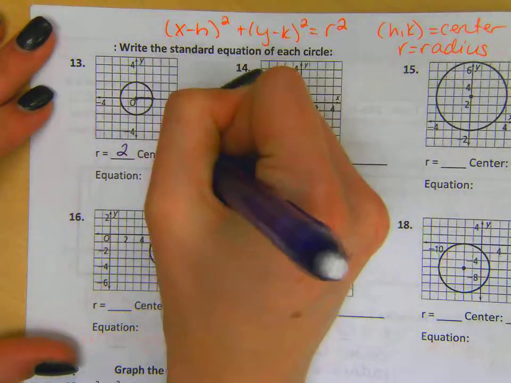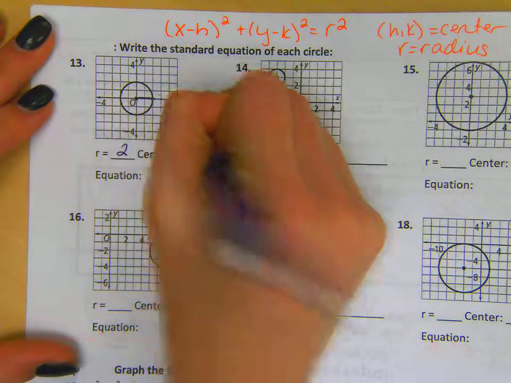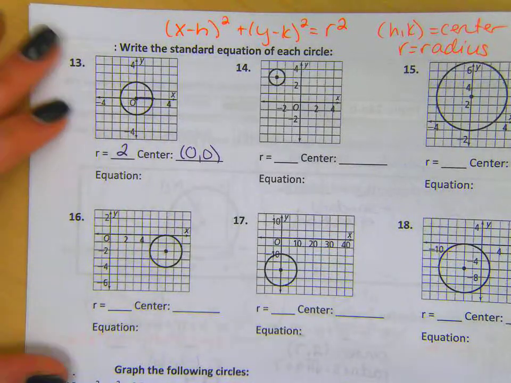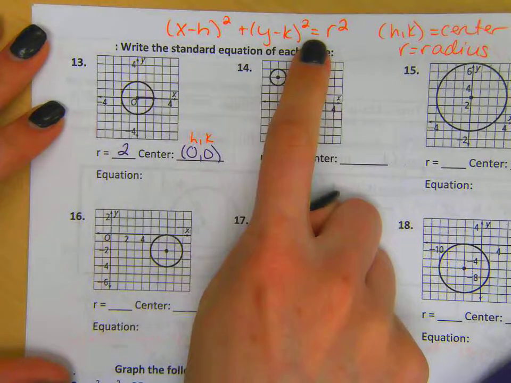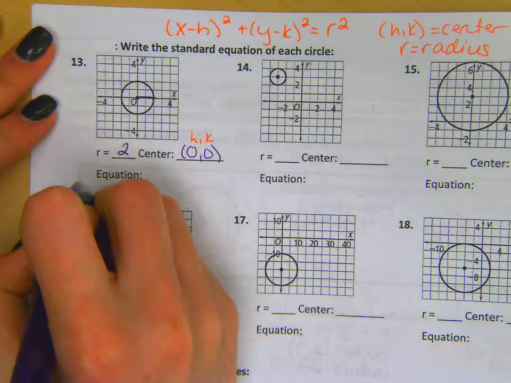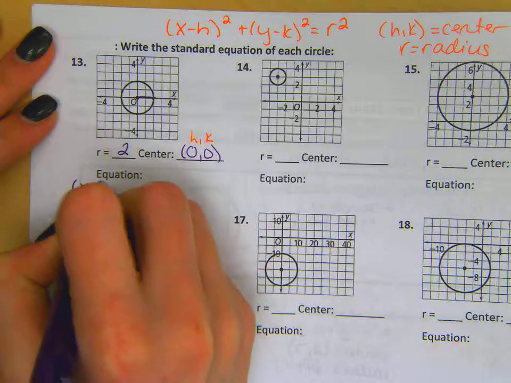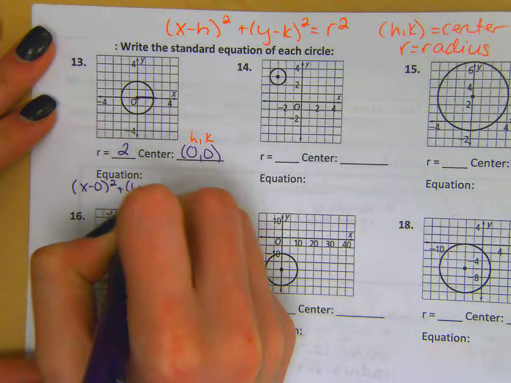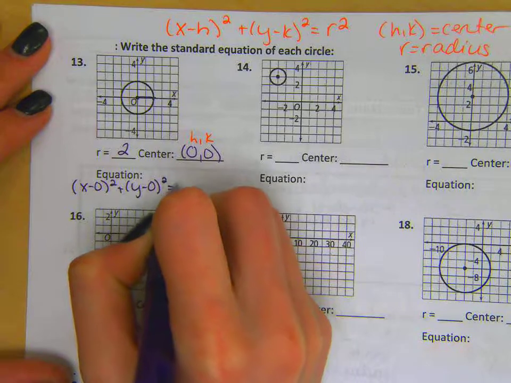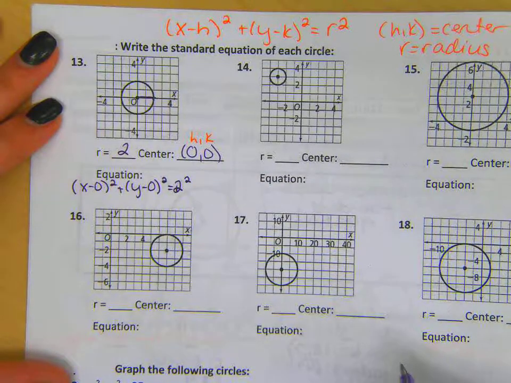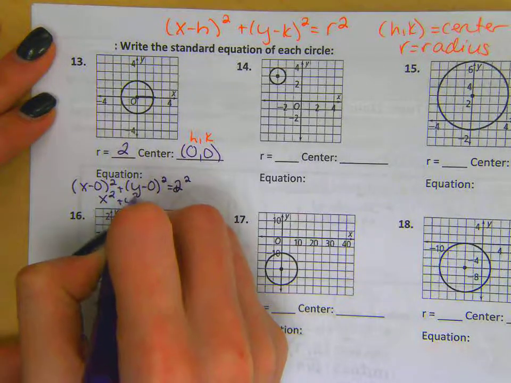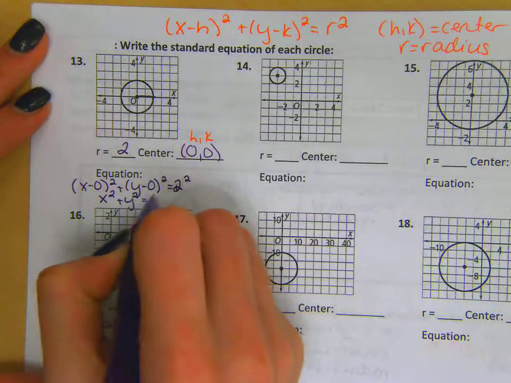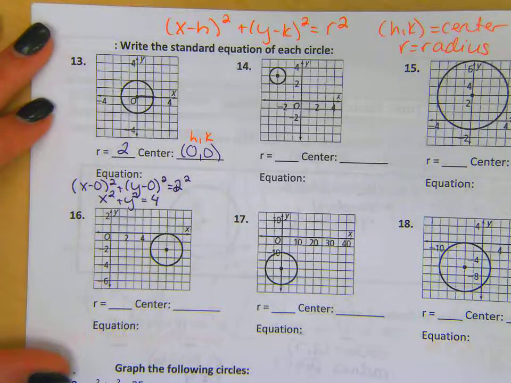Our center, we have 0, 0. So we haven't moved anywhere for this one. We're at the origin. To plug these values in, so again, this is my h and my k. I'm plugging r, h, and k exactly as they are into this equation. I have (x minus 0) squared plus (y minus 0) squared equals 2 squared. (X minus 0) squared can be rewritten as just x squared, (y minus 0) squared just as y squared, and 2 squared we know is 4.